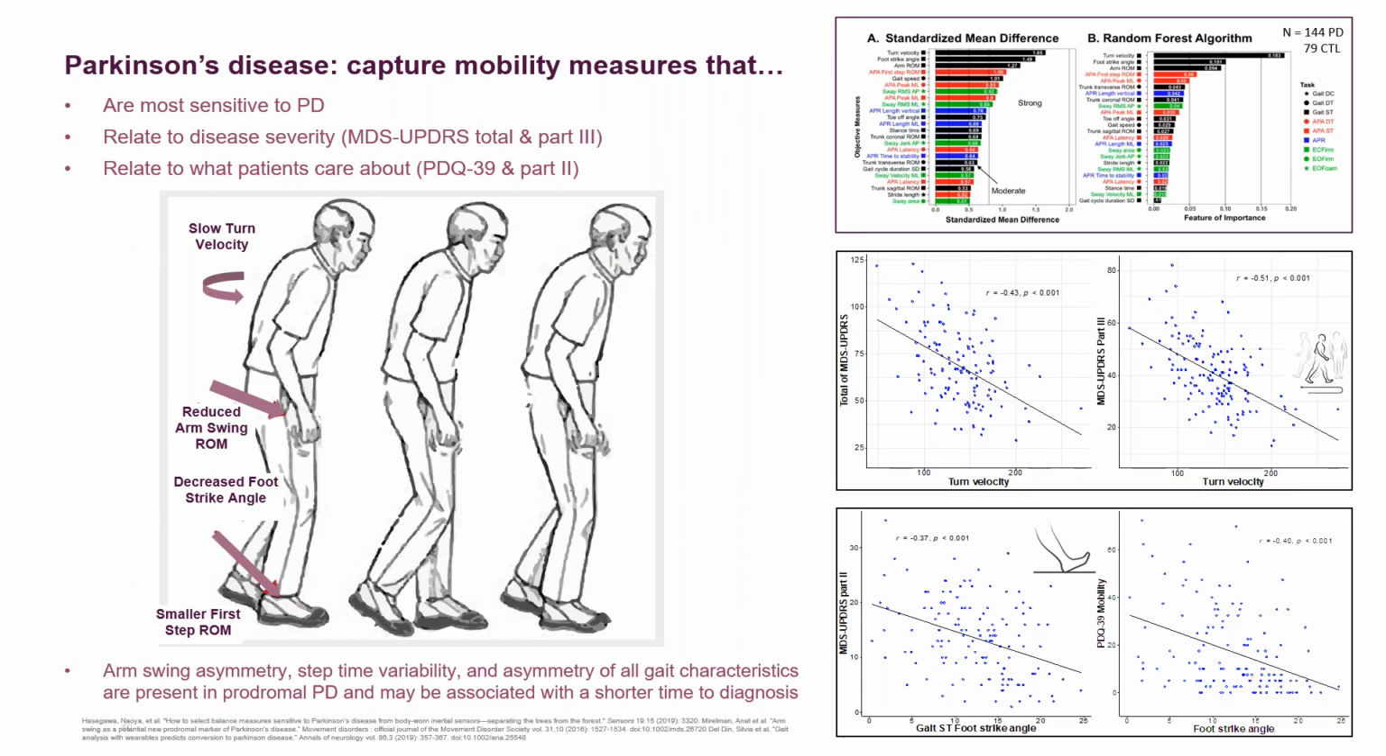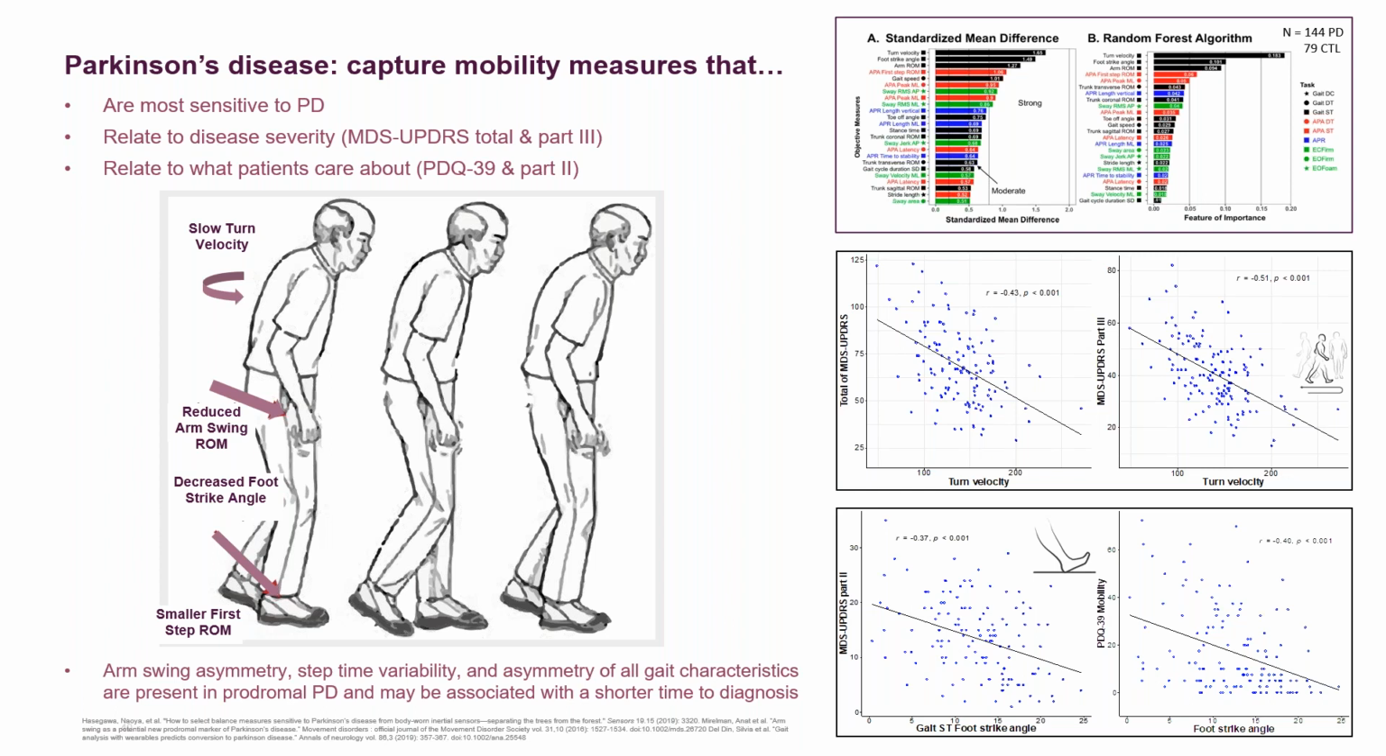But here, PD is highly studied. There's a wealth of data demonstrating these types of endpoints that are useful to capture. So in a study looking at PD compared to controls on a variety of digital measures of gait, four rise to the top. We see slowed turn velocity, reduction in arm swing range of motion, a decreased foot strike angle, and a smaller first step. And it just so happens that these measures also correlate to disease severity. If we look at slow turn velocity, it is related to the total MDS-UPDRS, and the strength of that correlation increases when you look at just the motor component. When we look at that foot strike angle, right, that's related to that shuffling that Parkinson's participants experience. That is related to the MDS-UPDRS Part 2 and the PDQ-39 for quality of life assessments.